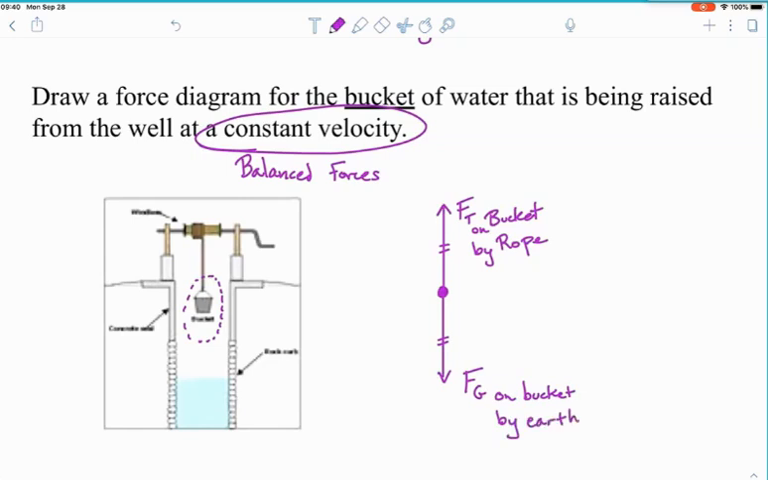Again, I have no forces pushing or pulling on it side to side. So that's it. And to emphasize again, the reason why I have it by the rope is because that is what's physically touching the bucket. It's not the spool. It's not anything else that's touching the bucket. It is physically the rope that is going to be causing the acceleration. If you cut the rope, it would fall down.